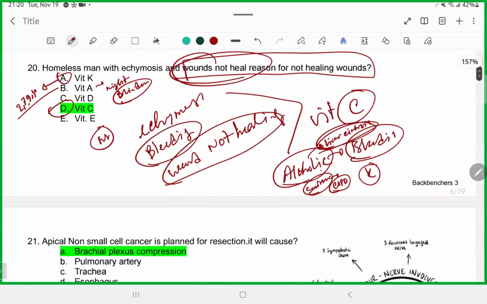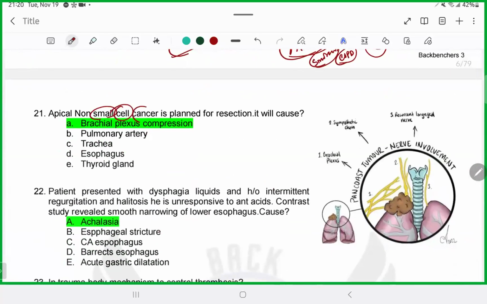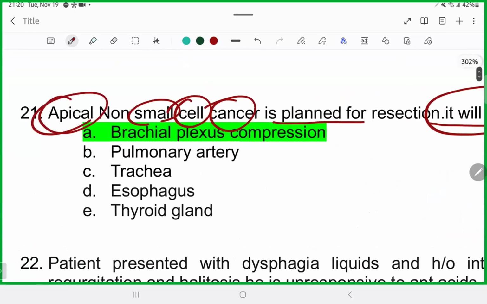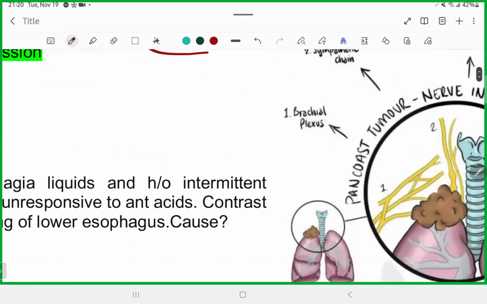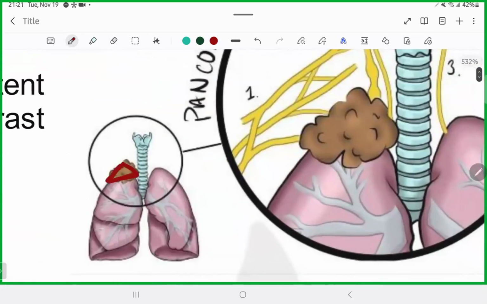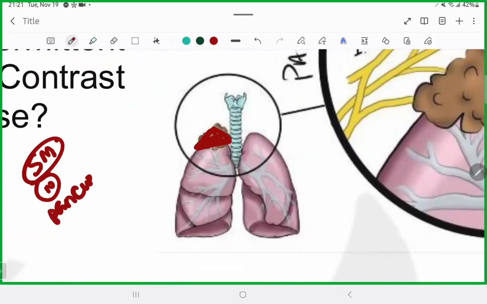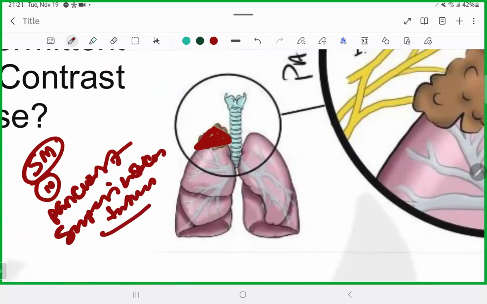We have it later. Apical non small cell cancer is planned for resection, which will cause... See, I told you, any tumor in the apical part or apex of the lung, that can be small cell lung carcinoma or non-small cell lung carcinoma or anything, or Pancoast tumor or superior sulcus tumor.